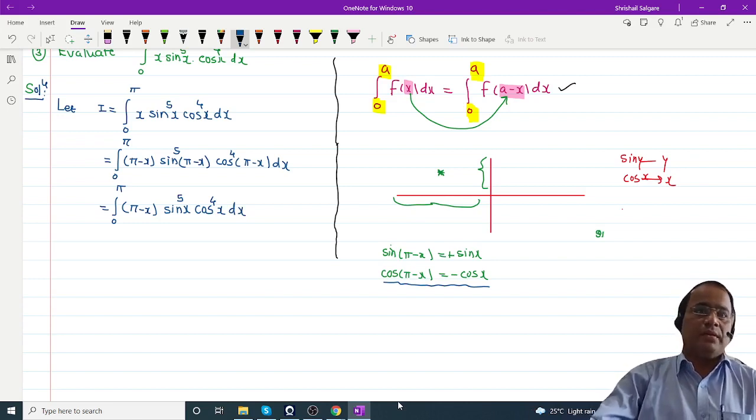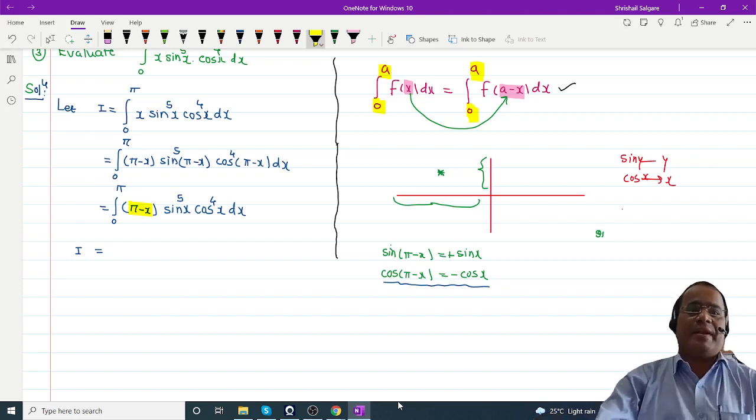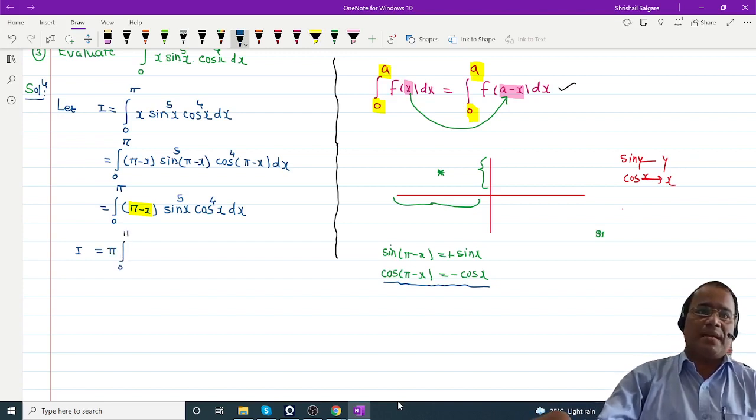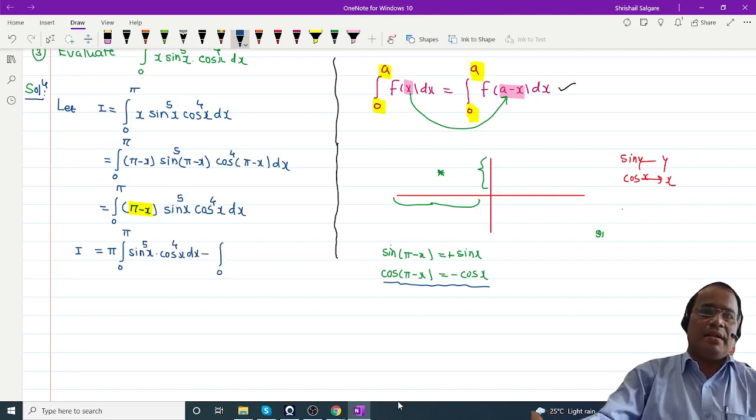Now next I will use the linearity property. I am simplifying as I. Here you have two terms, pi and x, multiplied by the trigonometric part. So I will use linearity and simplify. The first integral I will write as pi times integral 0 to pi, taking pi outside, of sine x raised to 5 into cos x raised to 4 dx, minus integral 0 to pi of x into sine x raised to 5 into cos x raised to 4 dx.